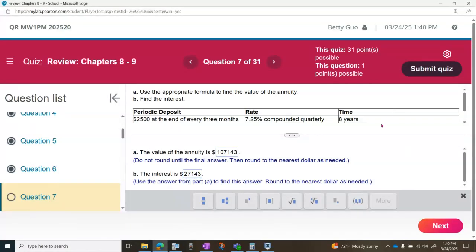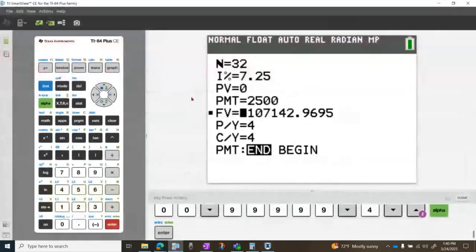All right. Second type of problem that you may apply the app is the annuity problem. Remember, for an annuity problem, PV, present value, is 0.